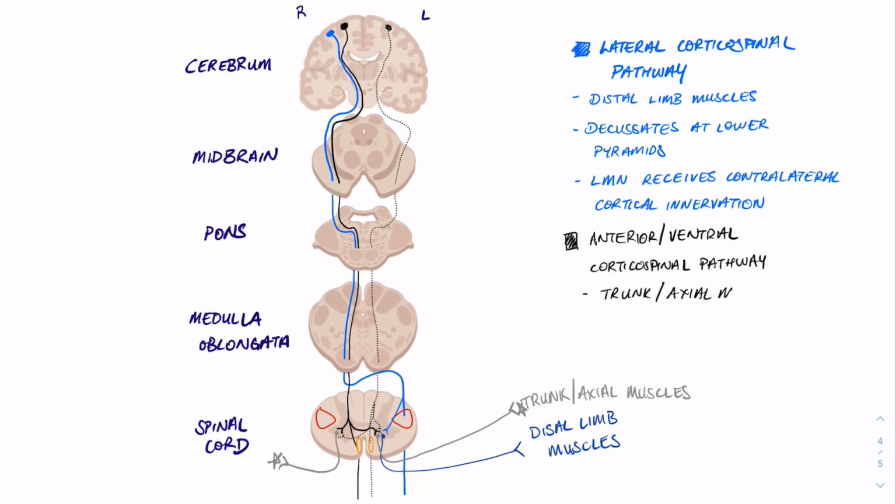In black, we had the anterior or the ventral corticospinal pathway. It takes the same path, except the lower motor neurons that it innervates are going to travel to the trunk and the axial muscles. It doesn't decussate at the level of the medulla oblongata. Rather, the upper motor neuron is going to provide bilateral cortical innervation to the lower motor neuron. So the right trunk and or axial muscles are going to receive innervation from both the right and the left side of the brain, and same for the left.